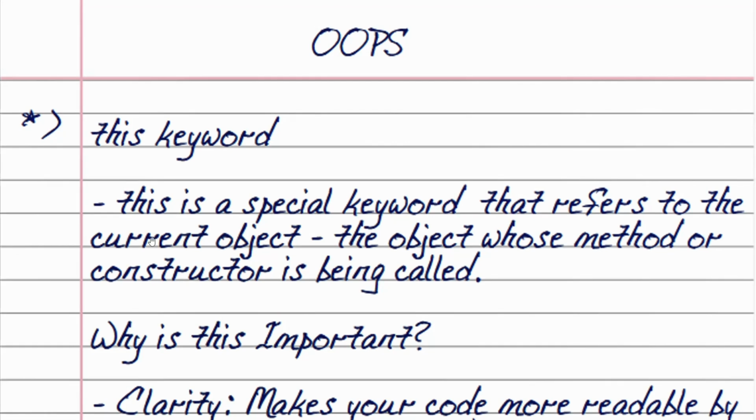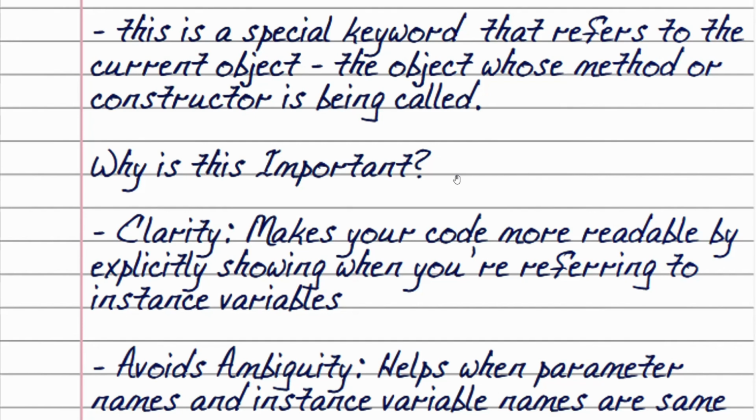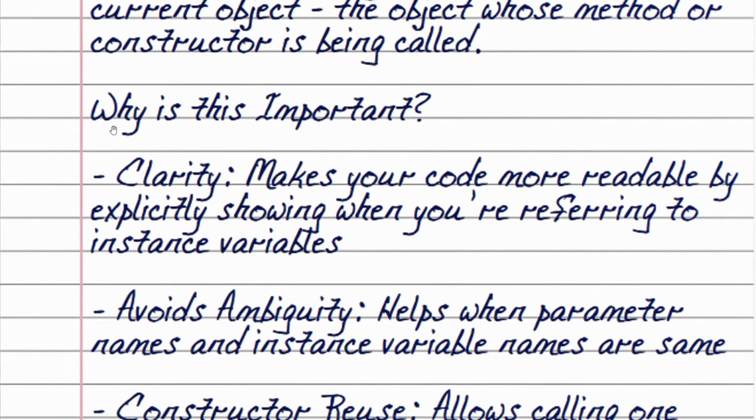In today's video, we are going to learn about the this keyword. So let's start. This is a special keyword that refers to the current object, the object whose method or constructor is being called. This is a special keyword in Java and it refers to the current object. So let's see why the this keyword is important.